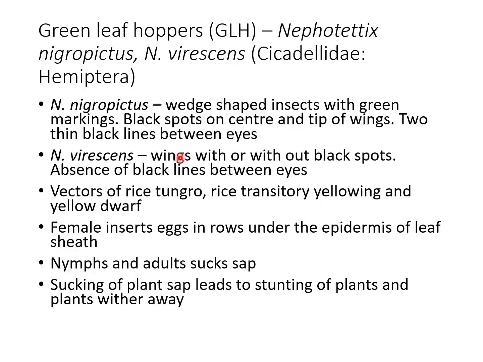The eggs are laid on the leaf sheath under the epidermis, and nymphs and adults suck sap from the leaf, not from the stem. So we usually see GLH nymphs and adults on the leaf, not on the base of the plant. And sucking of sap by the nymphs and adults leads to stunting and withering of the plant. So GLH, the typical economic importance is it is a vector of rice tungro disease.